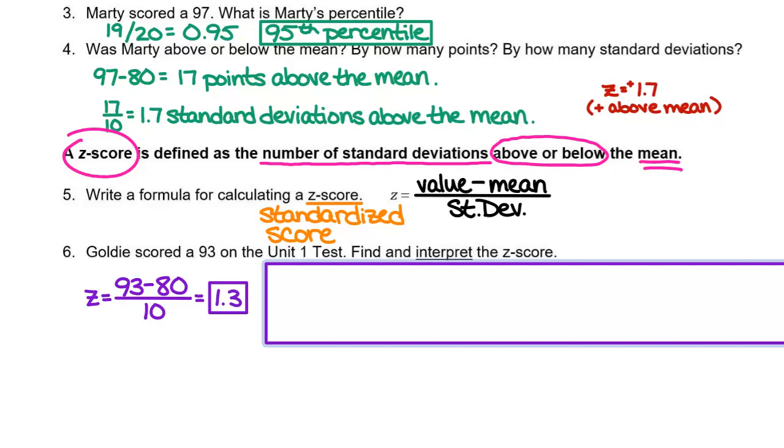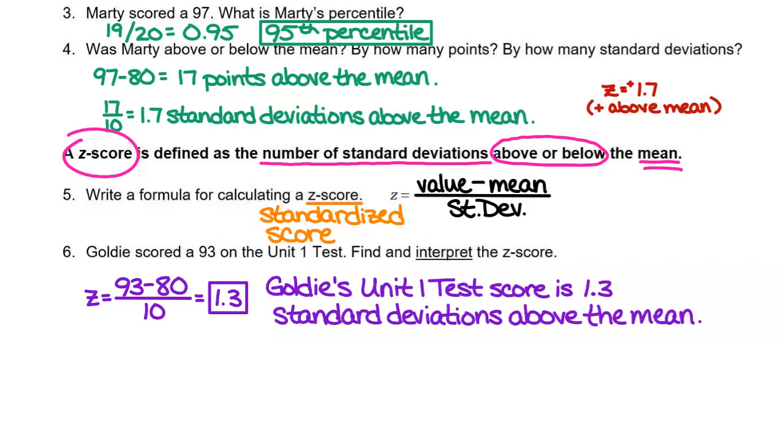All right, so now let's talk about interpreting this. Anytime we're interpreting, we are recontextualizing these things. We're putting them back in context. So I would start my interpretation with kind of restating most of this. I would say Goldie's Unit 1 test score was how far away from the mean? How many standard deviations away from the mean? 1.3, above or below? Above the mean. That would be my interpretation in context here. Goldie's Unit 1 test score is 1.3 standard deviations above the mean.